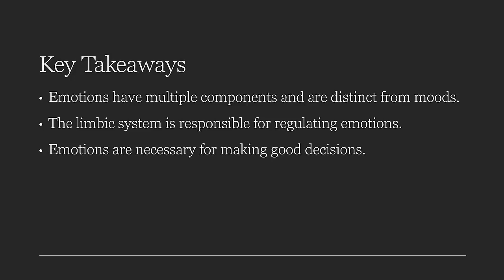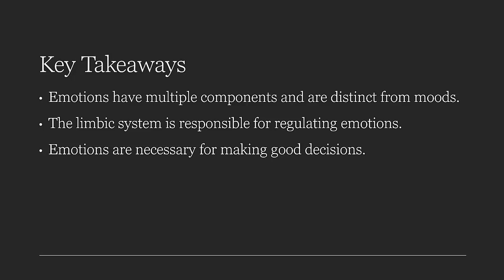Also, emotions are very distinct from moods. They tend to have different properties. They have some similarities, but they're also different, so we'll talk about those differences. We'll also cover some of the neurological components that are necessary for processing emotions. The main area that's really important for regulating and processing emotions is called the limbic system, so we'll talk about some of the different parts that make up that system.